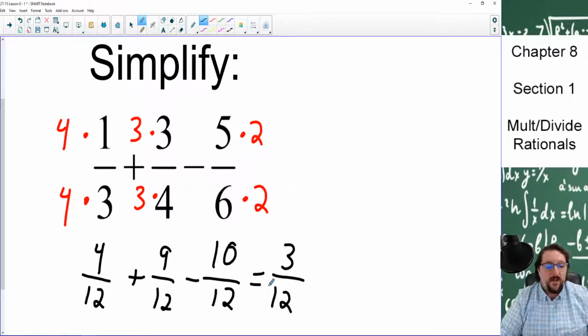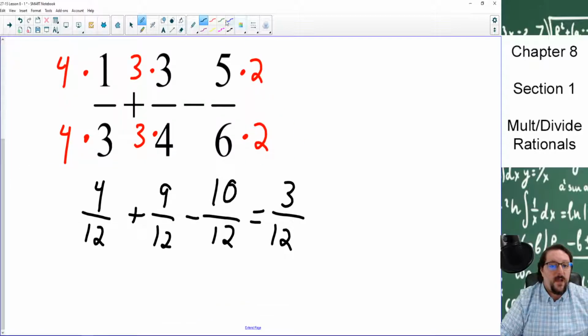And then if I can at the end, I'll try and reduce. Here, it looks like I can reduce both the top and the bottom by 3. 3 going into 3 once and into 12 4 times, giving me a final answer of 1/4.